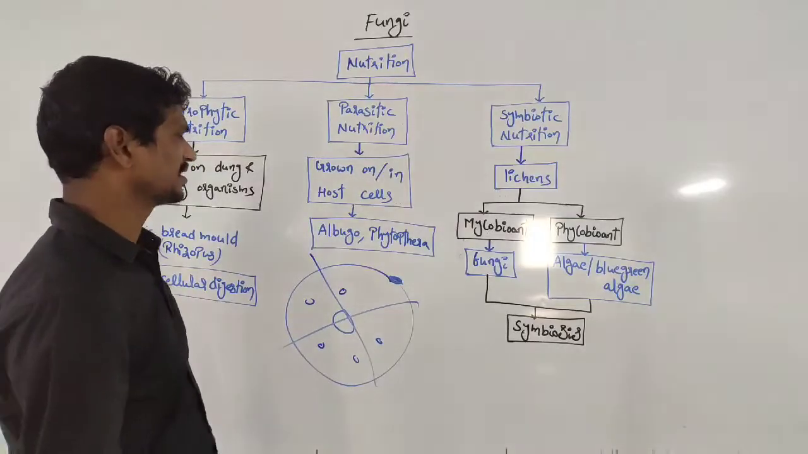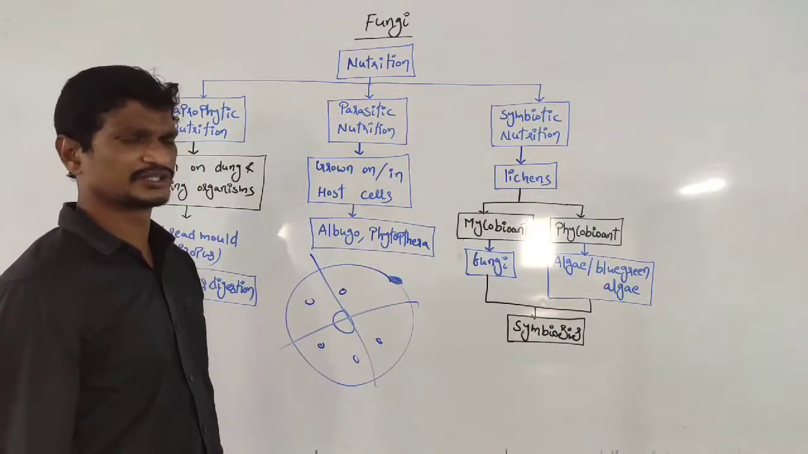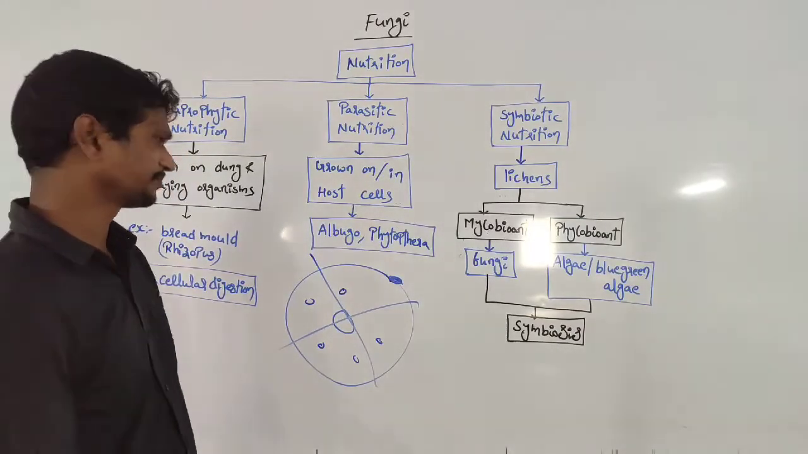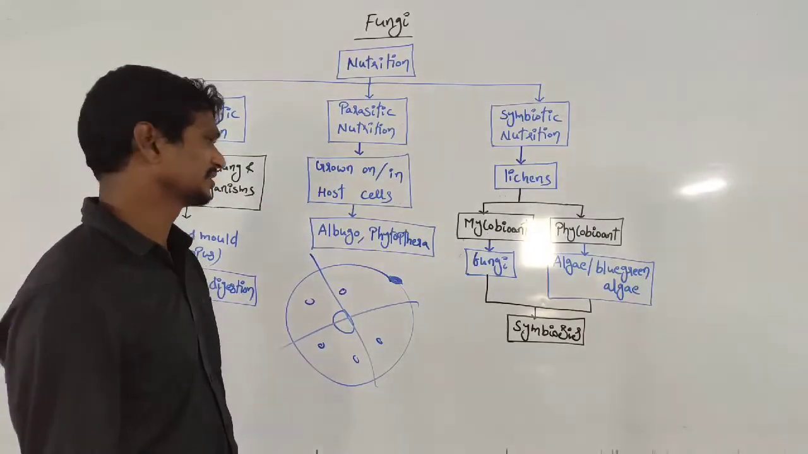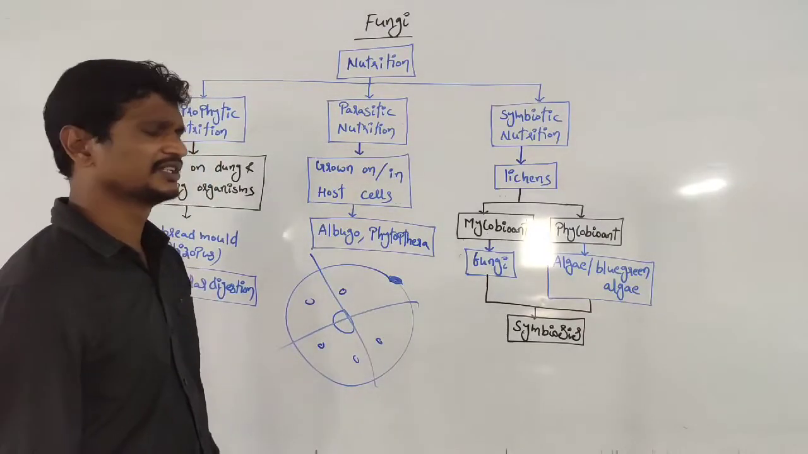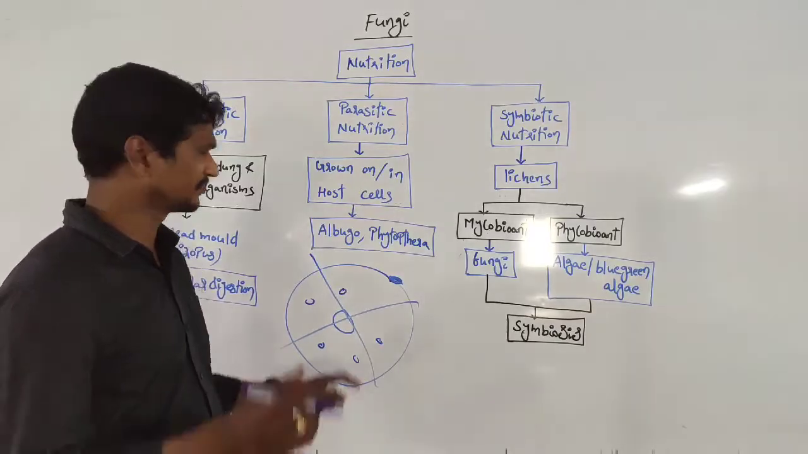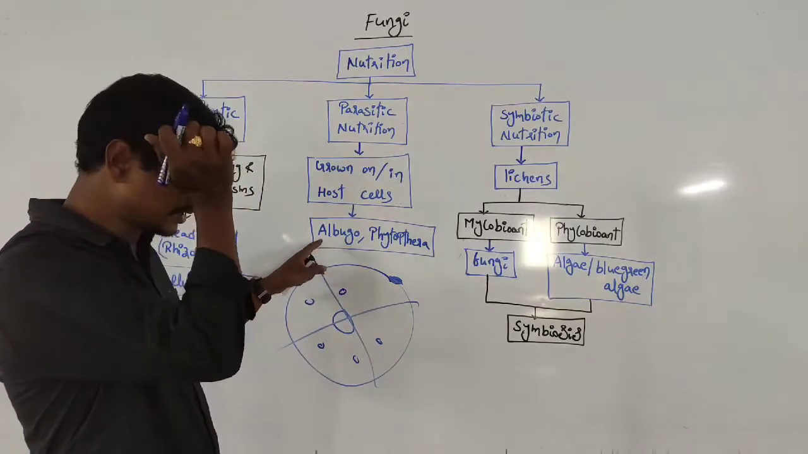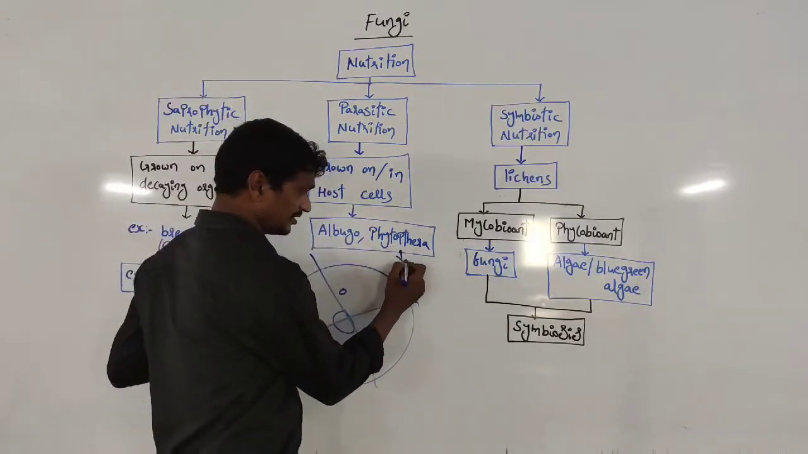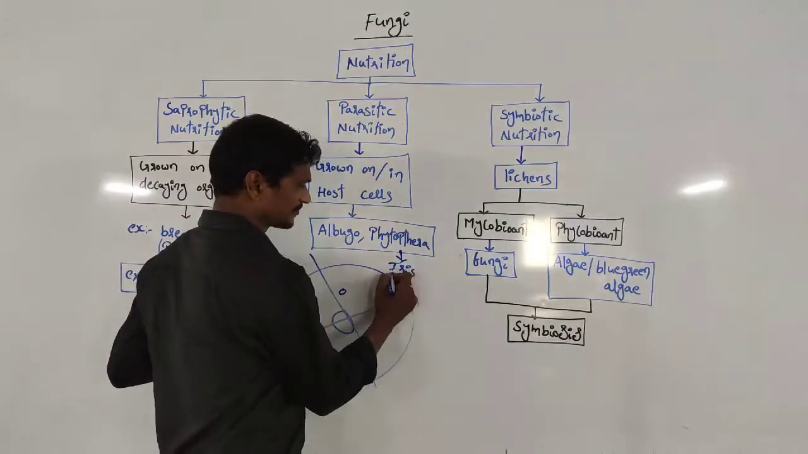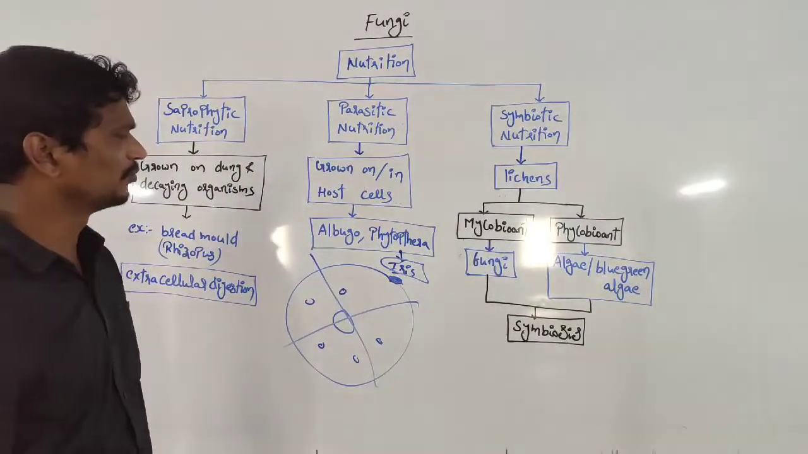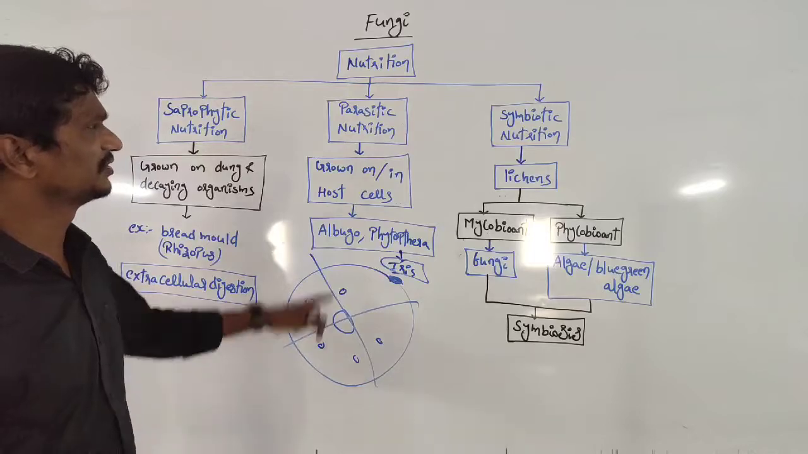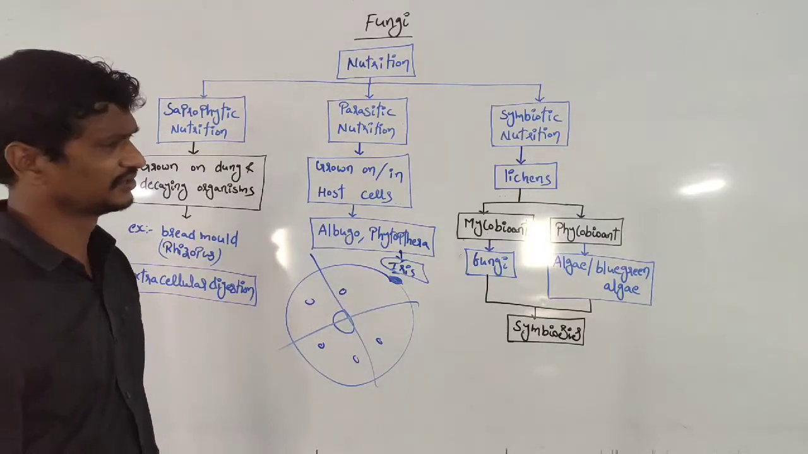Examples are Albugo, which we discussed in the last class. It infects crucifers, causing the white rust disease. And Puccinia, which causes the wheat rust disease. And this is Phytophthora, which causes the iris disease. That is about Albugo and Phytophthora, and this is about the parasitic nutrition.